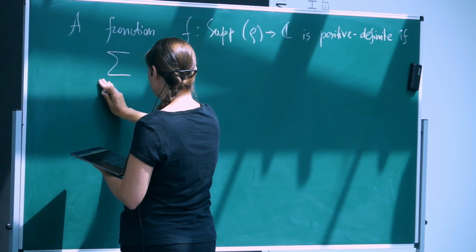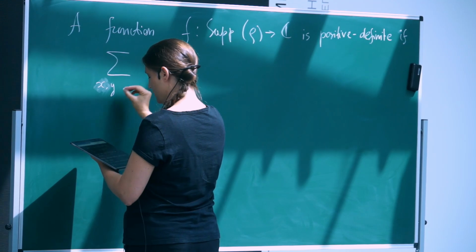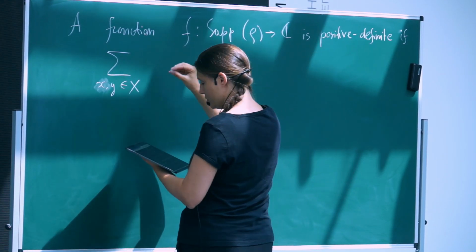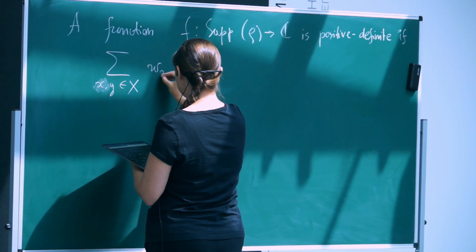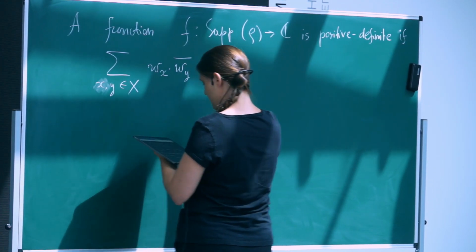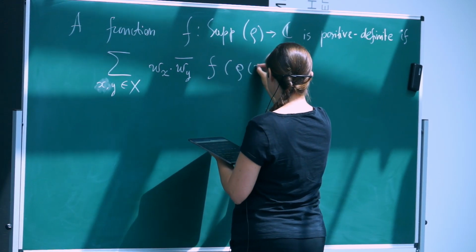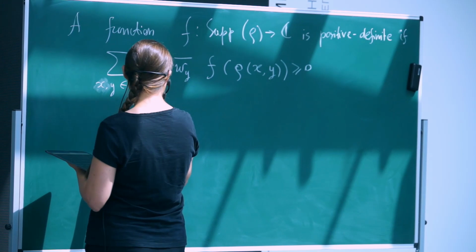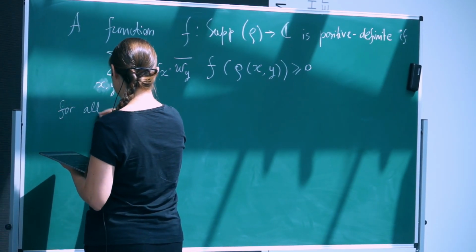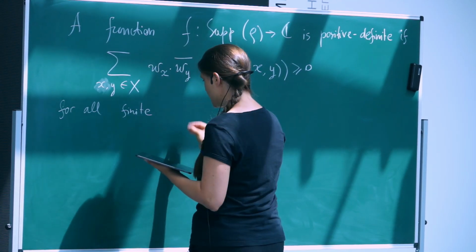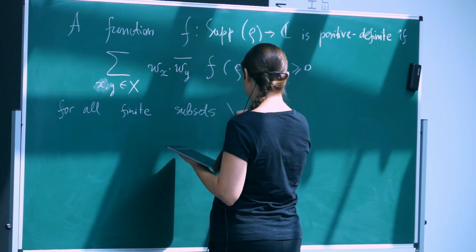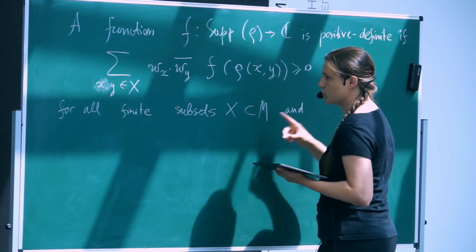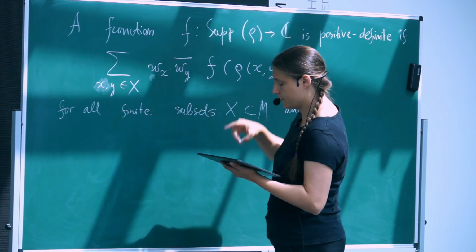So we consider the sum over x, y belonging to X. Again, the function is positive definite if a similar condition holds. However, now we are computing not just the sum, but a weighted sum. And this should be true for all finite subsets X and all possible choices of coefficients w_x.